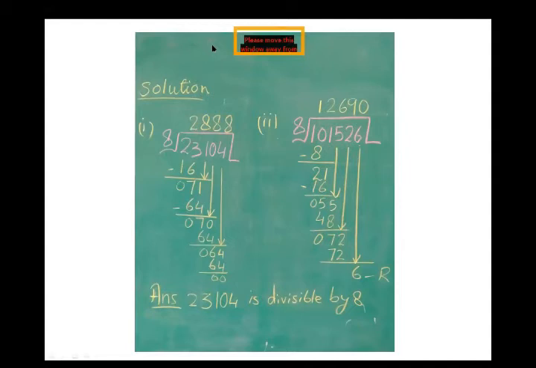So from both of these two numbers, the number 23104 is divisible by 8.